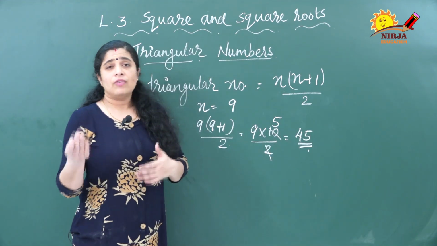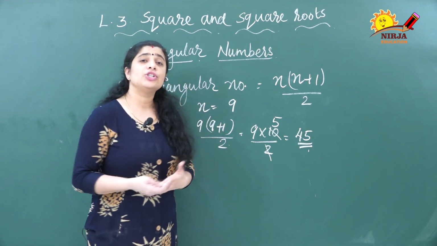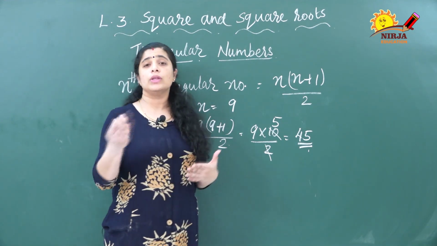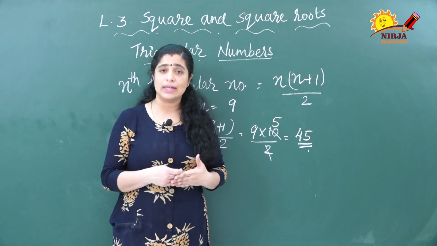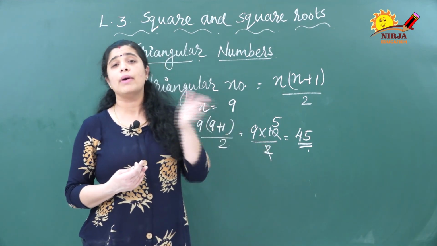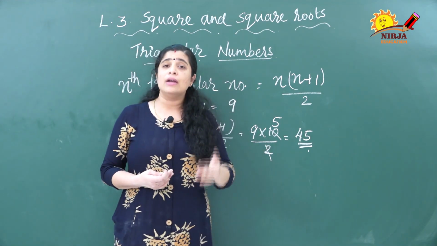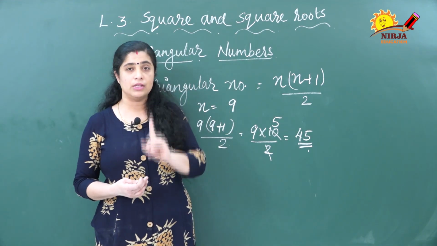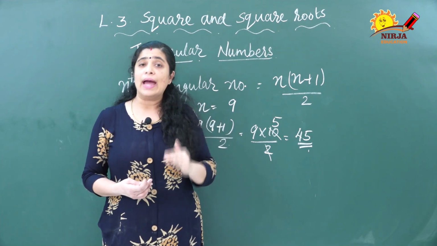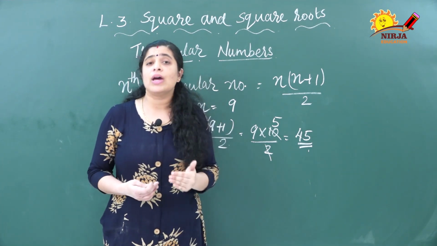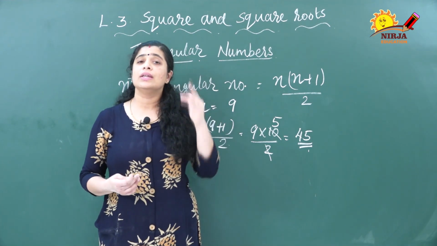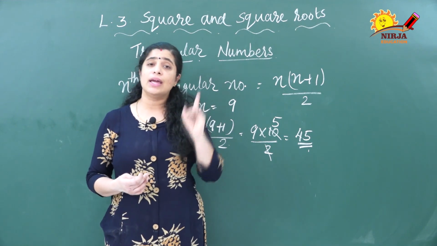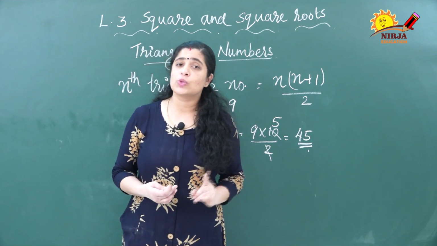Then you will think, what is the relation of this triangular number with the square? Yes, there is one relation between the triangular number and the square. When you add the consecutive triangular numbers, you should keep this in mind. That means when you add the consecutive triangular numbers, you will get a square, a perfect square.